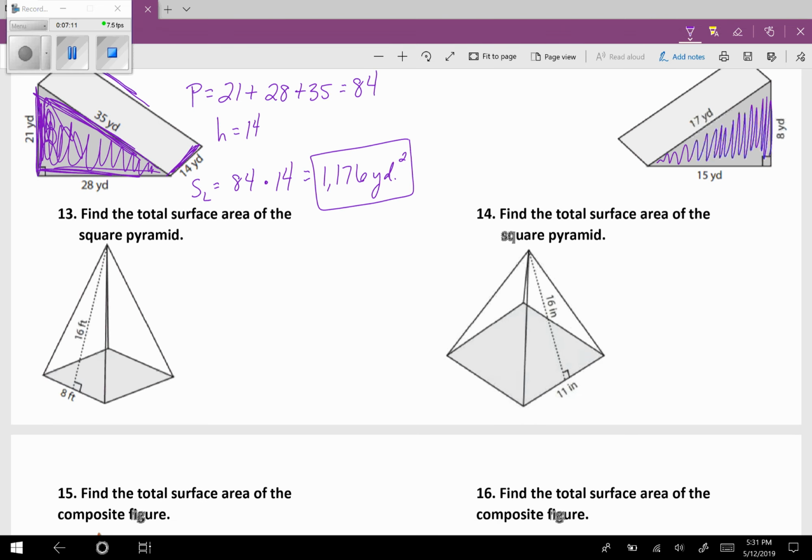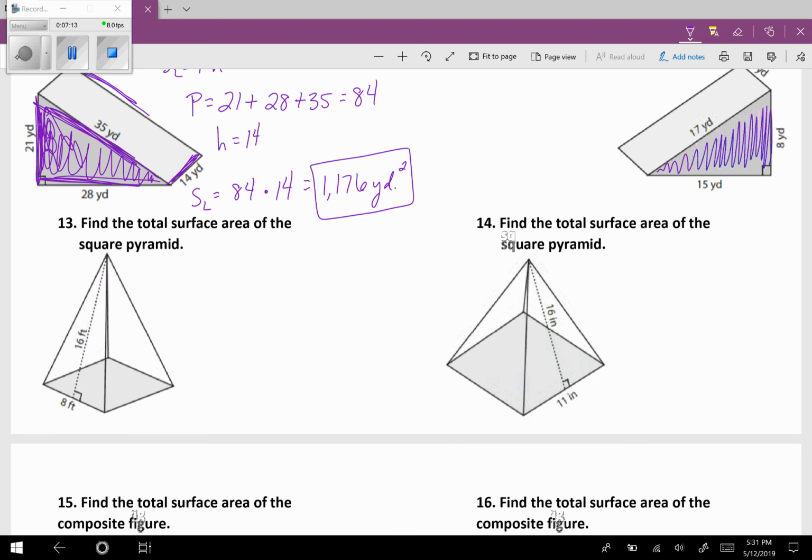All right, 13. It says find the total surface area of the square pyramid. So we have to use the surface area formula for a pyramid. Your total surface area is 1/2 P L plus B. So P is the perimeter of that base. This is our base down here, this square.